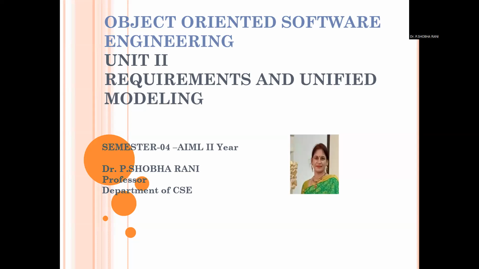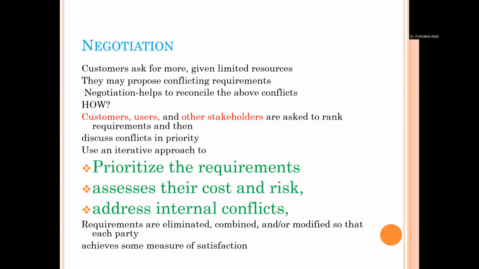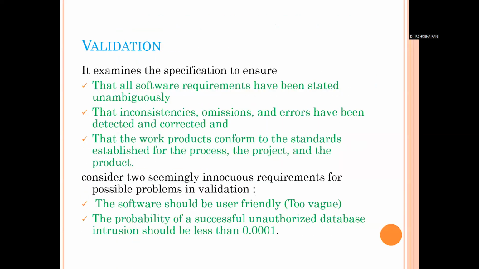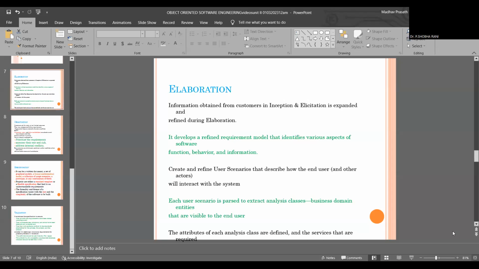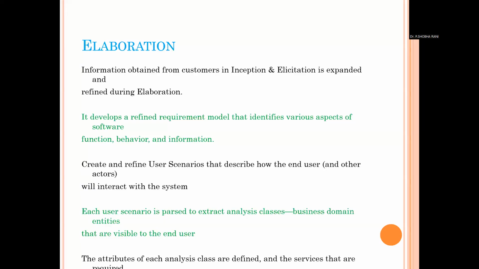Today, we will try to see about validation. Before that, we'll try to see elaboration. Elaboration, as we have already learned in the class, what is meant by inception and elicitation. Elaboration is nothing but the third task of object-oriented software engineering, requirements engineering.